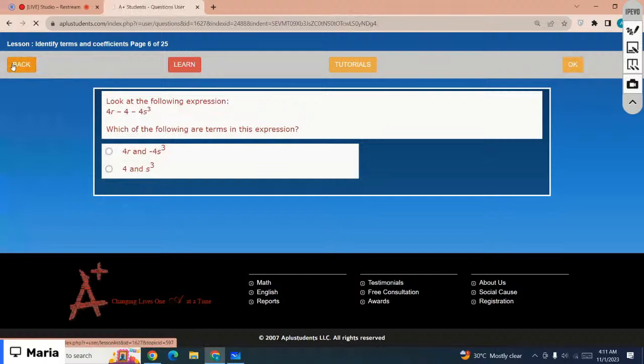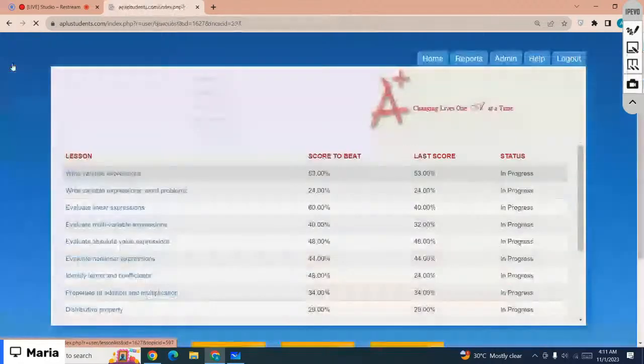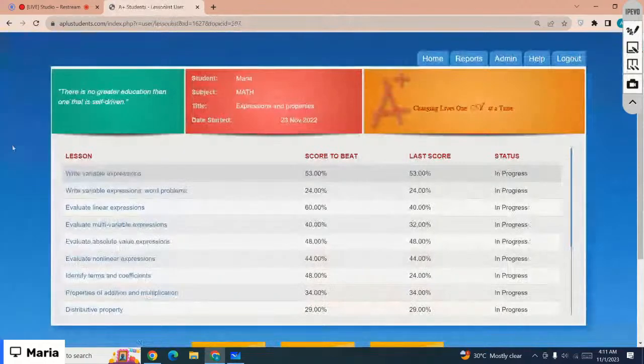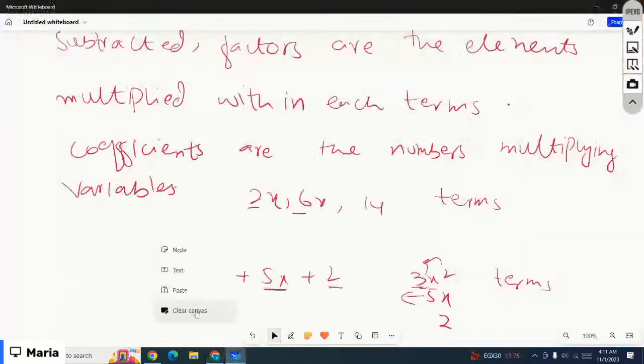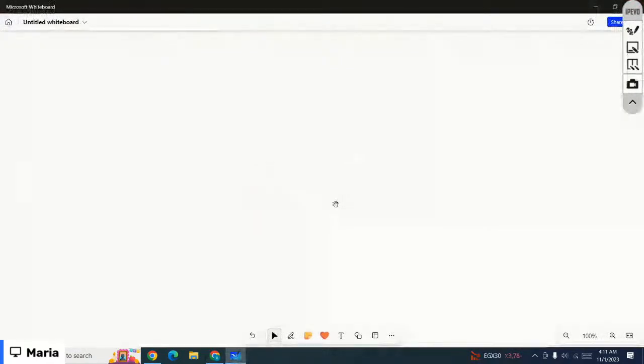The next lesson is properties of addition and multiplication. Let's start with the properties of addition and multiplication. Let me explain them. The first property is the commutative property.